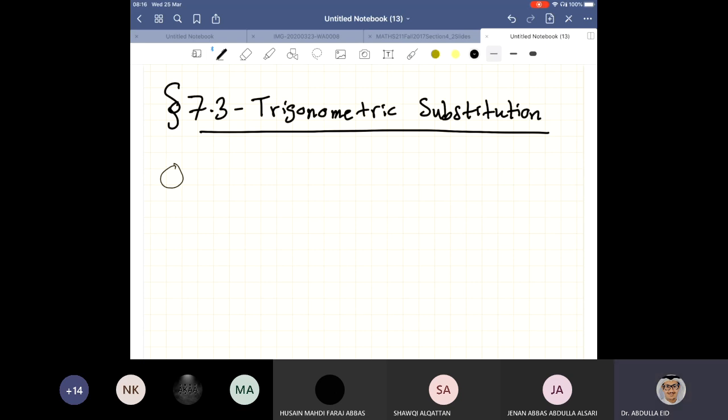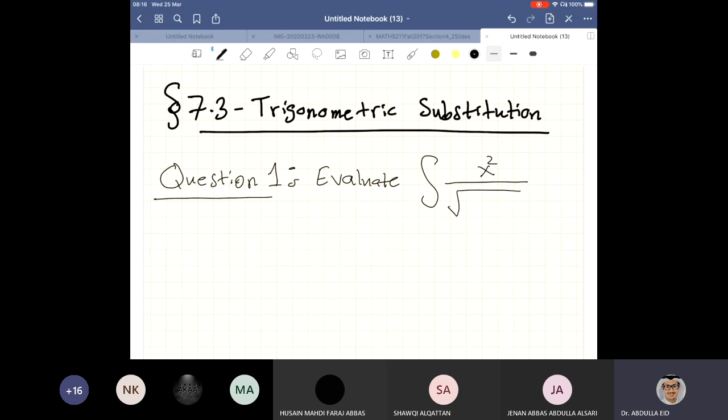Let's start with question 1, and I will try to explain in question 1 what we mean by trigonometric substitution. Question 1 is: evaluate, and we're still doing integration, something like this: x squared, square root of 9 minus x squared, dx. And let me start here by noting what we are doing.